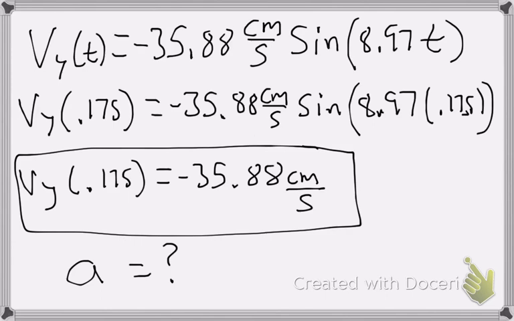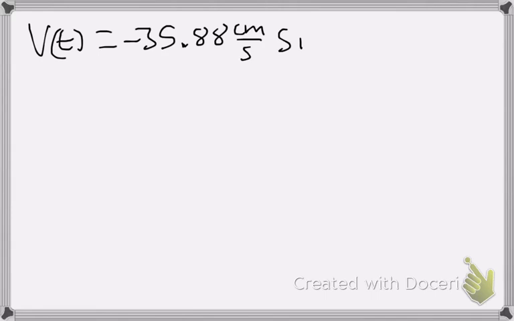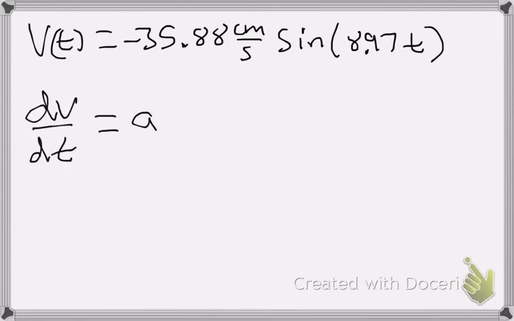Now let's answer this question. What's our acceleration at the same point, at the equilibrium point? So there is our equation for velocity as a function of time. And acceleration is just the next derivative. So take the derivative again of that equation.